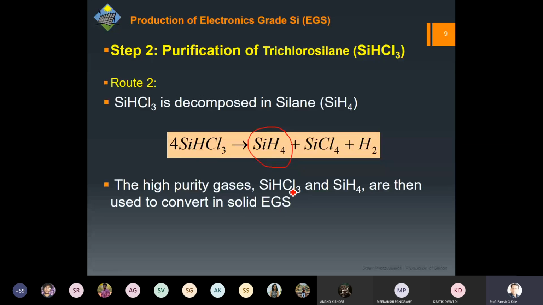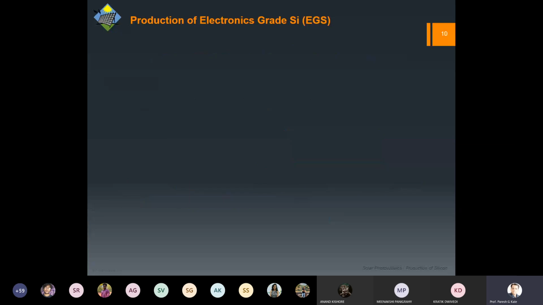This silane is then used to convert into the solid EGS. So we are going to decompose it further. Anyway, we have got either SiHCl3, which is in much purer form from the fractional distillation, or we have got the silane gas, SiH4 gas. So either of them can be used. So that was step number 2.